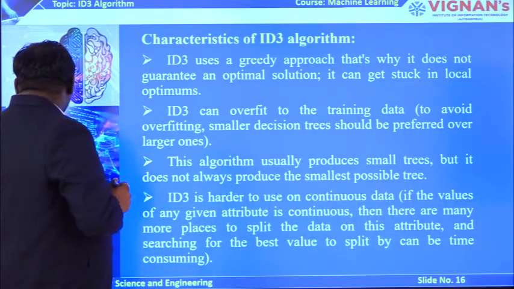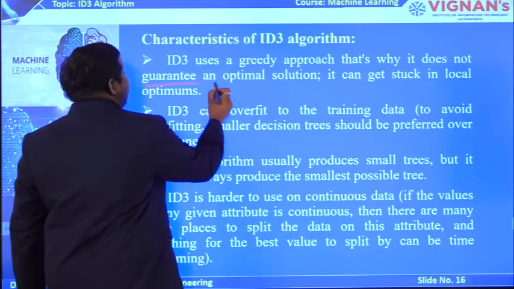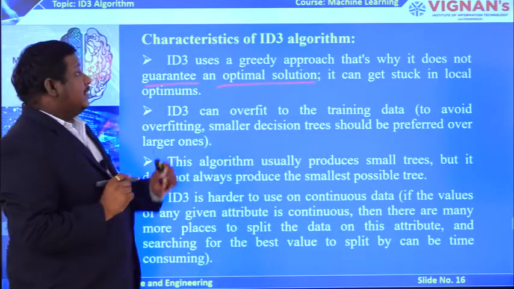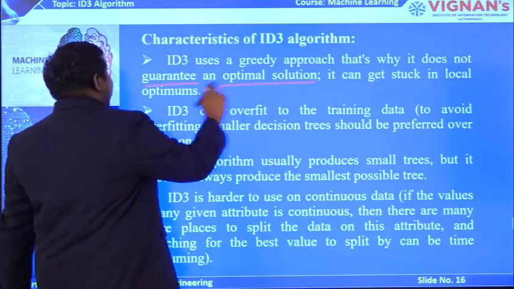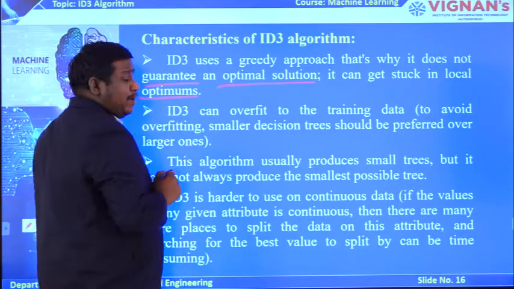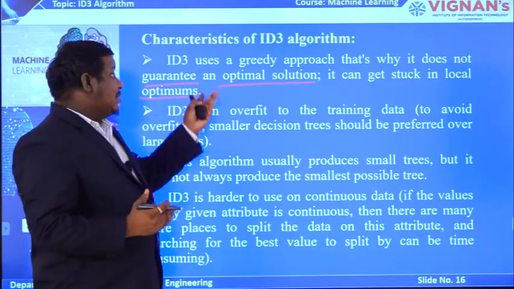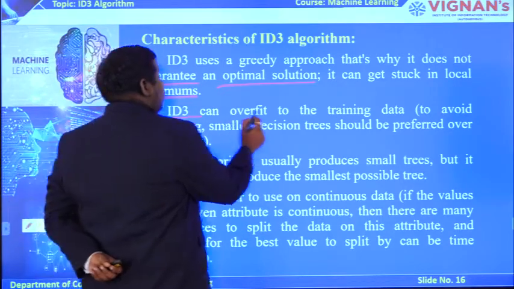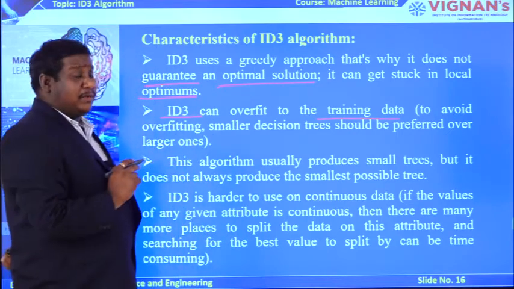Basically, ID3 algorithm uses a greedy approach, that is why it does not guarantee an optimal solution. When you are using this greedy approach, we cannot guarantee the optimal solution. It can get stuck in local optimums. Whenever local optimum problems arise, it may get stuck at any point. That is the main problem in this ID3 algorithm. ID3 can overfit to the training data. That is another important problem here.